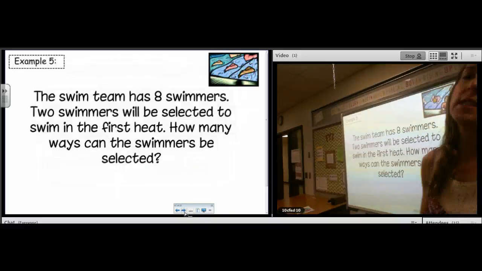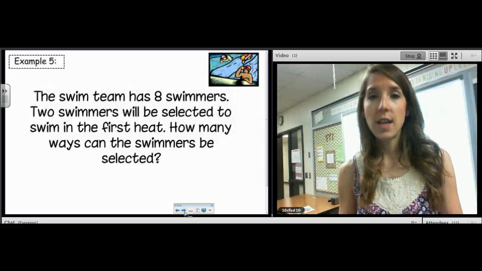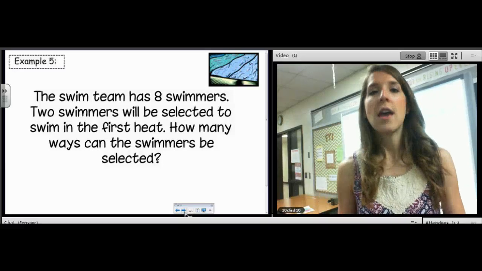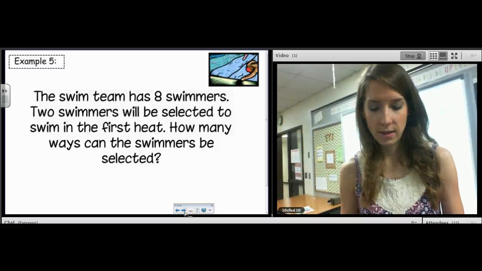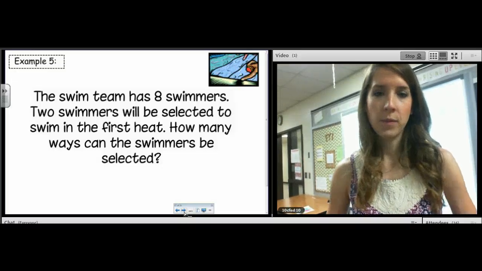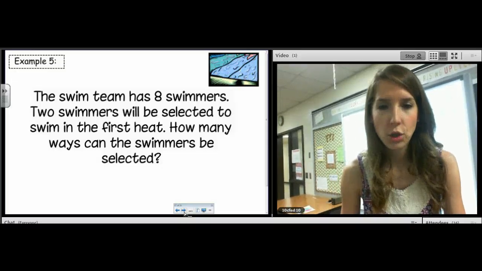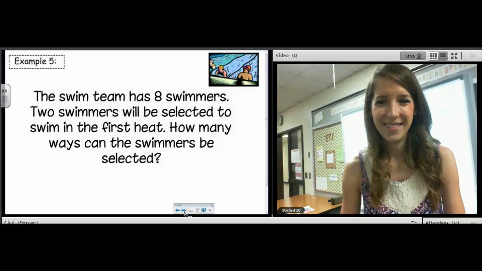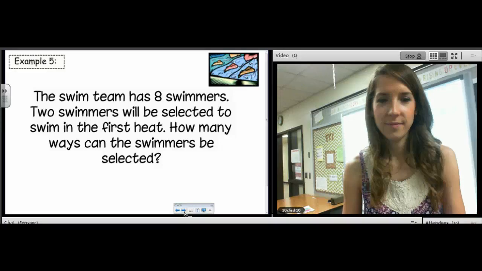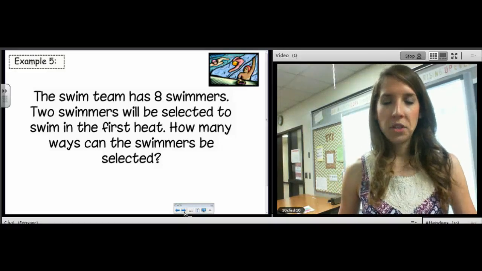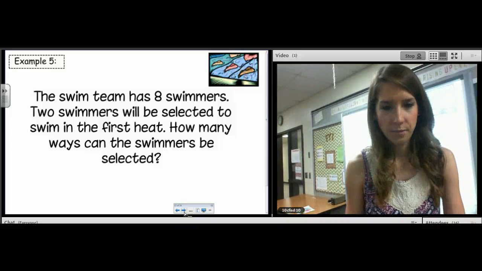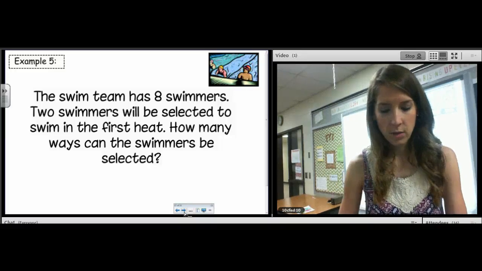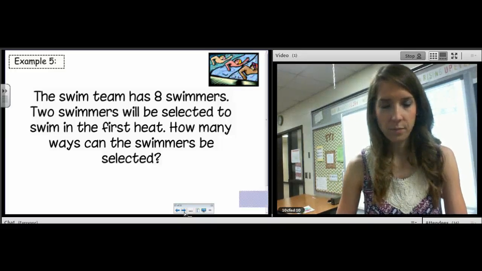All right, for each of these examples, step 1, you need to decide permutation or combination. And then step 2, you need to actually evaluate the permutation or combination. The swim team has 8 swimmers. 2 will be selected to swim in the first heat. How many ways can the swimmers be selected? They're not drowning. Permutation or combination? Does order matter or order not matter?